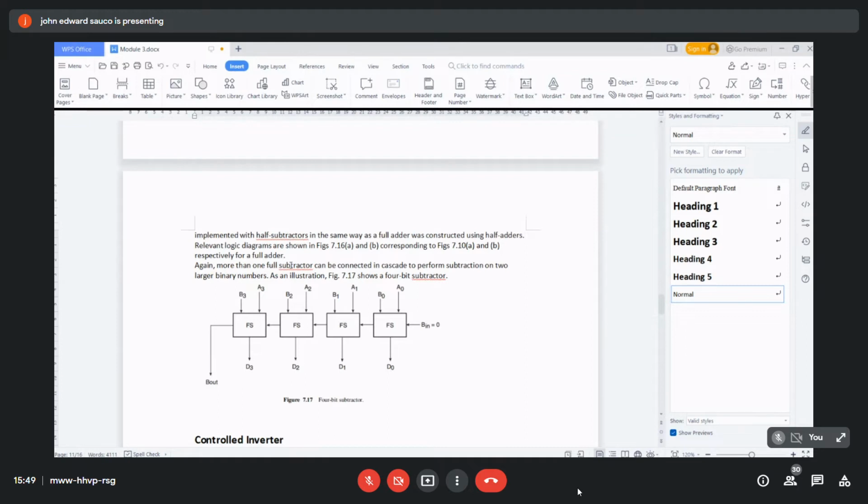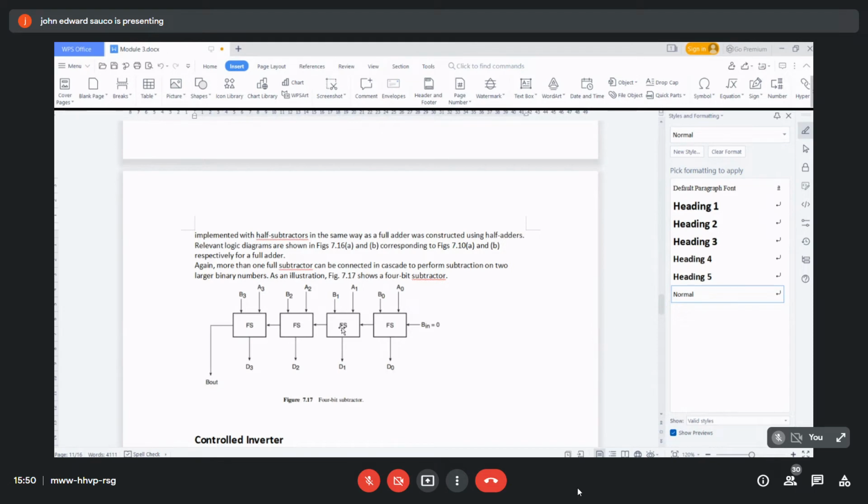So again, full subtractors can be connected in cascade to form subtraction on two larger binary numbers. Okay, so like earlier, you can make many of them cascaded to subtract 4-bit numbers, since each one handles only 2 bits. So here, the full subtractor has a borrow in and a borrow out, same as before. This one is 4-bit.